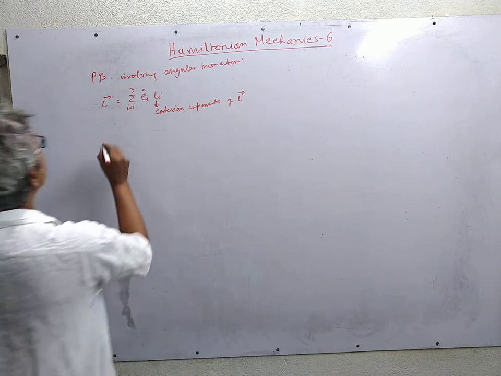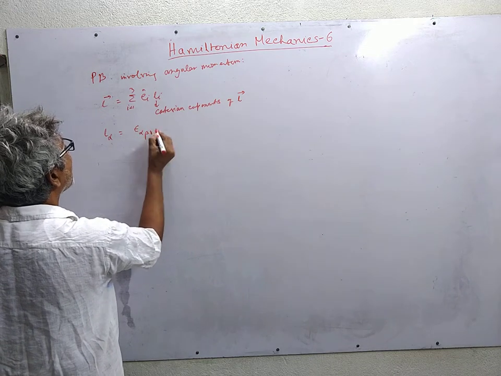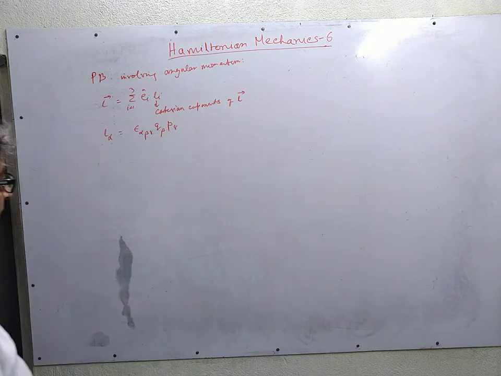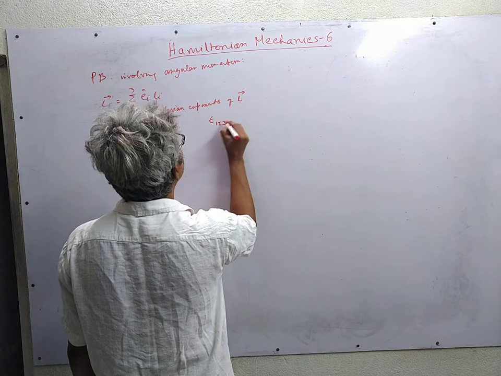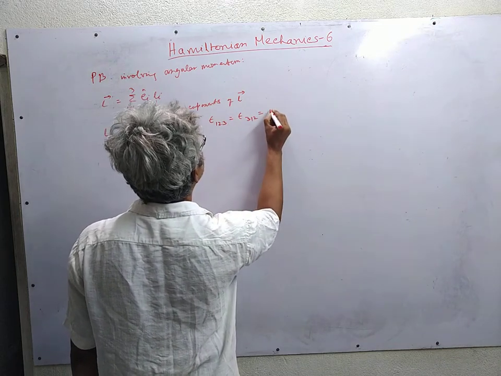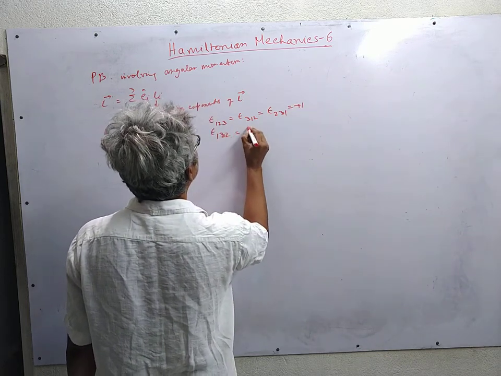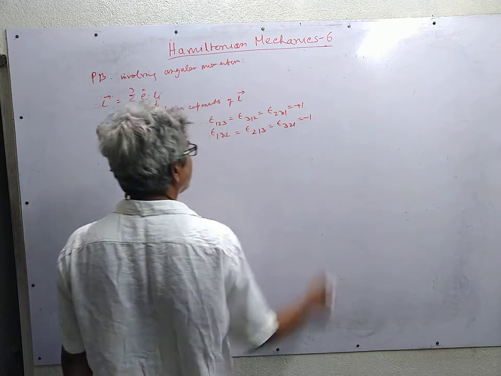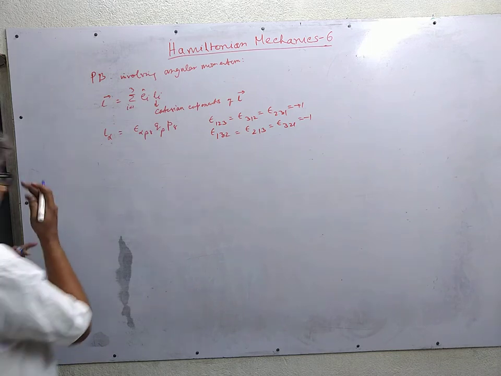So for L_α, we know that it is ε_αβγ Q_β P_γ, where ε_αβγ is the Levi-Civita tensor, and ε_123 is equal to ε_312 is equal to ε_231 is equal to plus 1, ε_132 is equal to ε_213 is equal to ε_321 is equal to minus 1, and for other combinations it is 0.